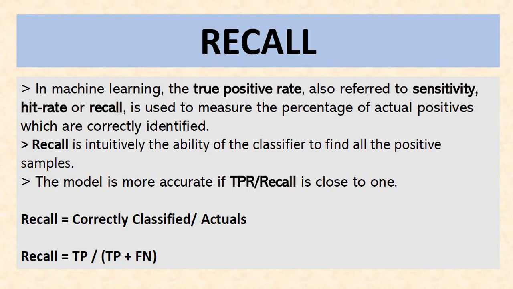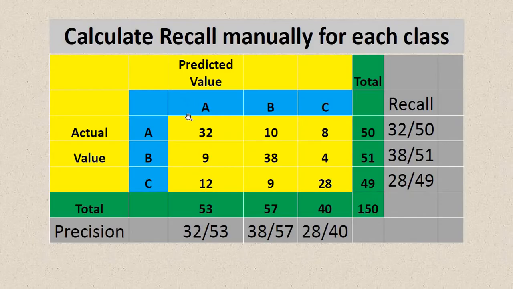You can say that recall can be calculated as correctly classified divided by the total actuals, or recall is equal to true positive divided by true positive plus false negative. For precision, we used the vertical sum: 32 by 32 plus 9 plus 12. For recall, we'll use the horizontal sum, where we get the total actual.